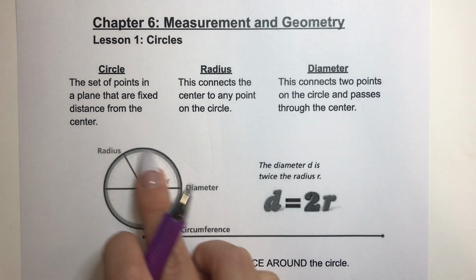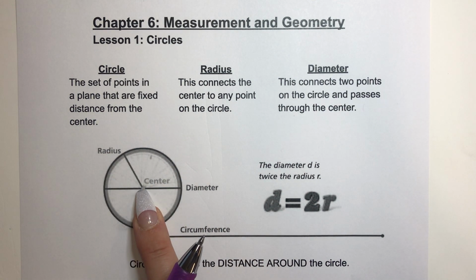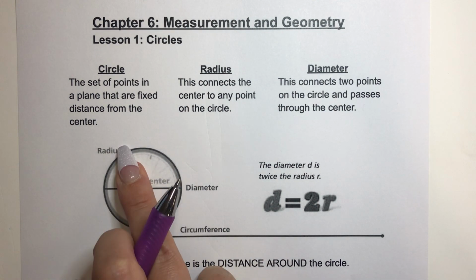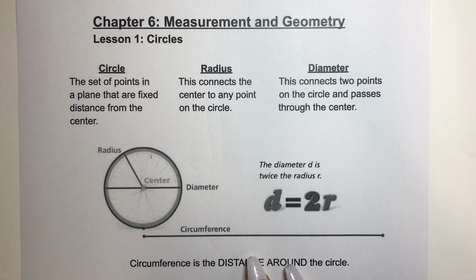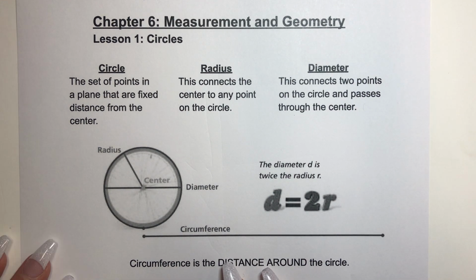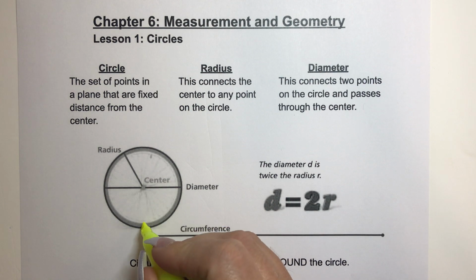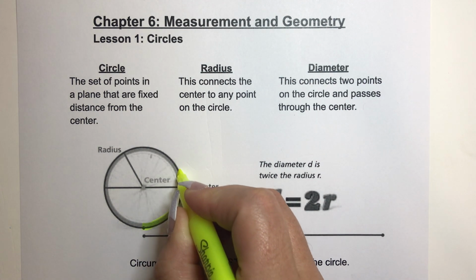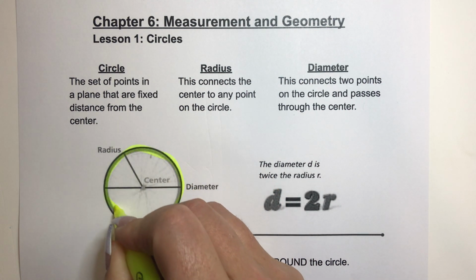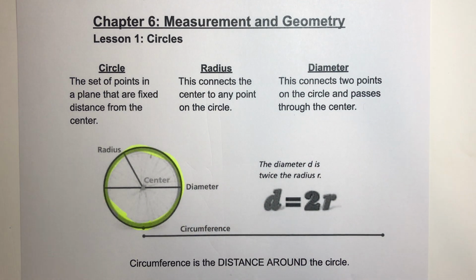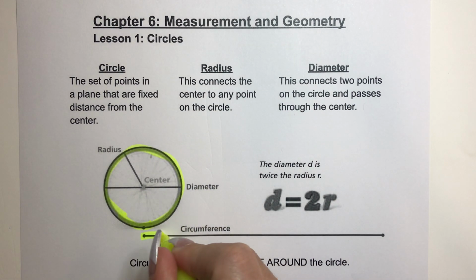Okay, so now that we've talked about those different definitions, here we have this lovely picture of a bicycle wheel. There's the center, there's the diameter, there's the radius. Now, we're going to be trying to figure out the circumference. Now, the circumference, that's actually the distance around the circle.